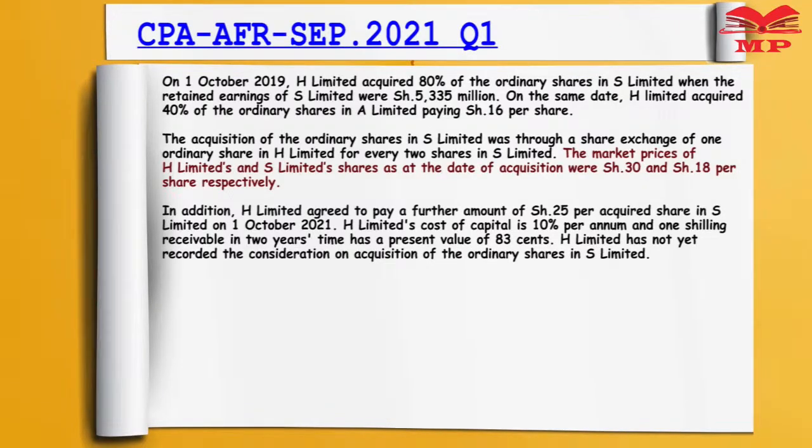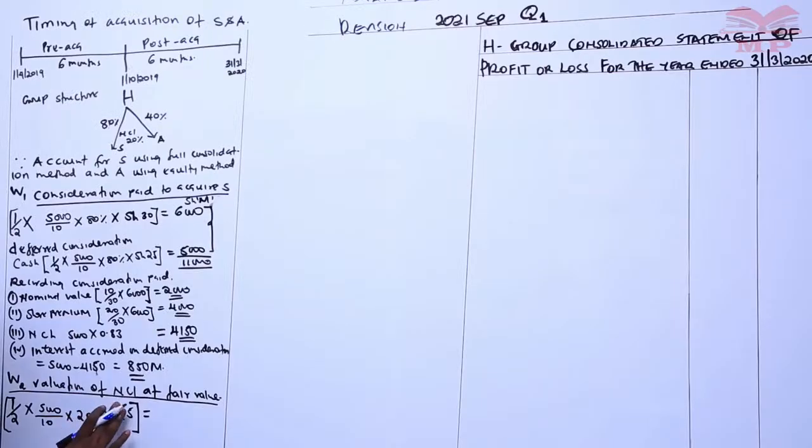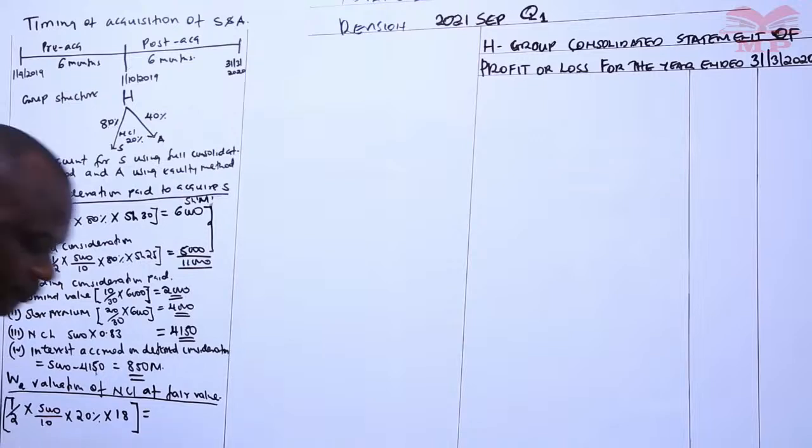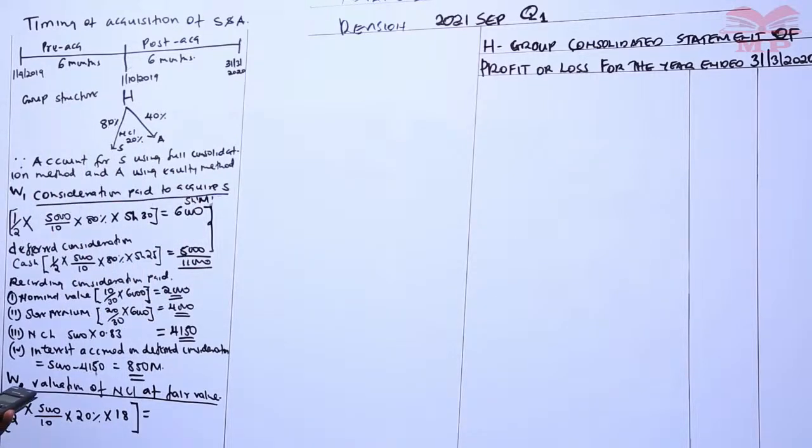The market prices of H and S shares at the date of acquisition were 30 and 18. Okay, so we should be using 18, not 25. 18. Okay, so 5 divided by 10 times 0.2 times 18, giving us 1800. We are not supposed to use 1 over 2 because this is not acquisition. We are valuing the NCI. So we get 1800 million.